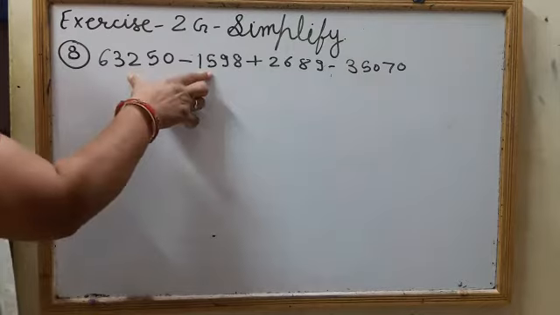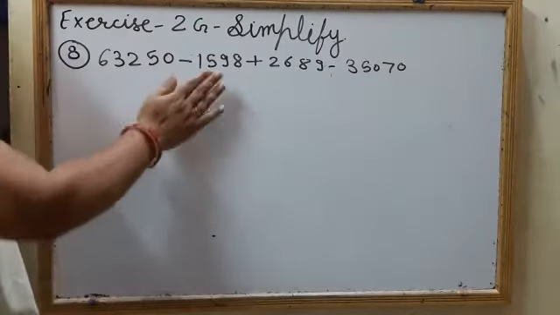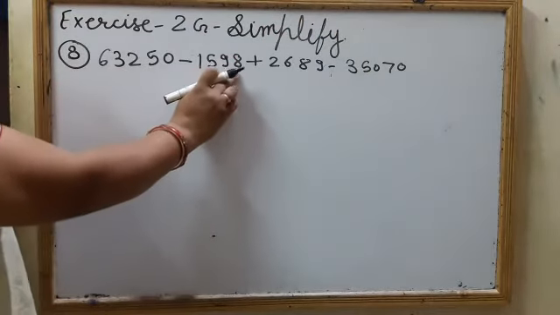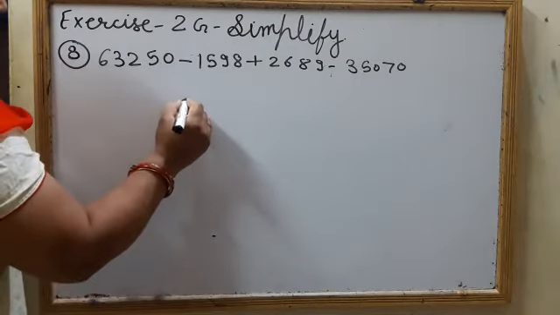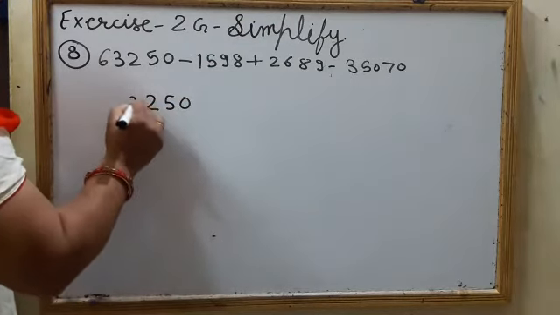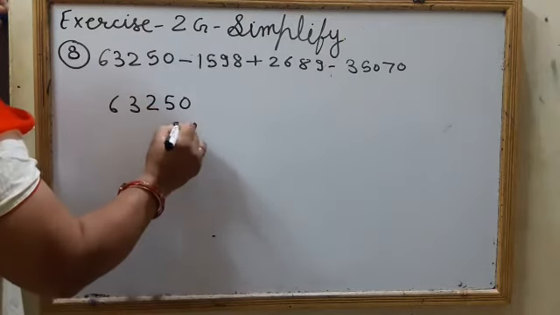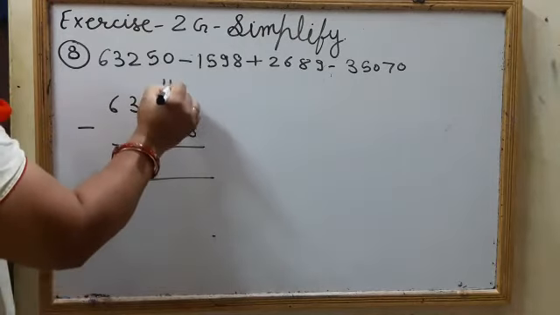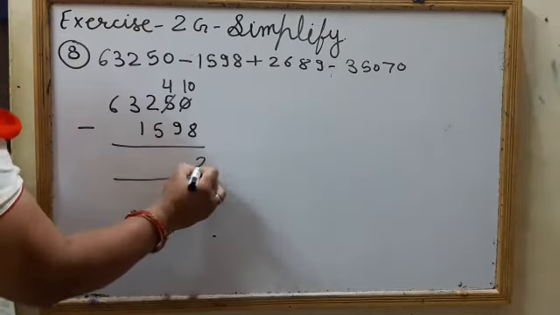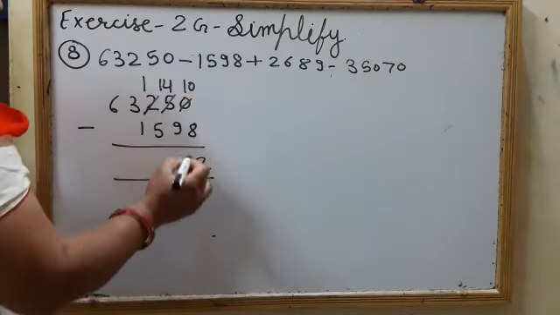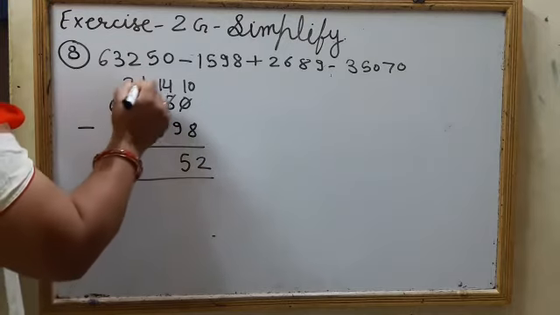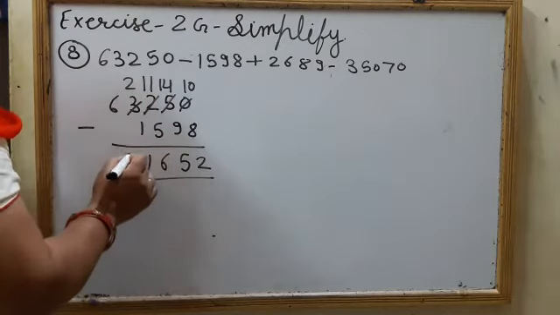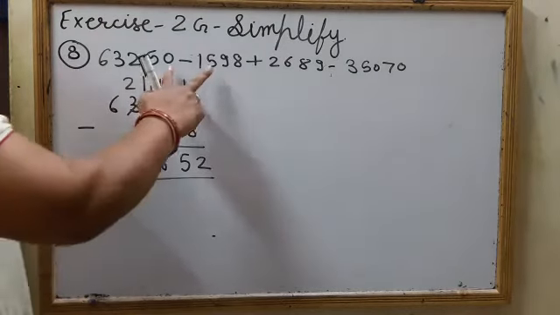We will take the first 2 numbers, then the third, then the fourth. So first of all, we will see only these 2 numbers. These 2 we will leave for this time. First, we will subtract 1,598 out of 63,250. 8, 9, 5, 1. We have to subtract this. Can't subtract it, so there will be borrowing. 10 minus 8 is 2. Again borrowing. 14 minus 9 is 5. Again borrowing. 11 minus 5 is 6. 2 minus 1 is 1. And this is 6. This is the answer of operating these 2 numbers.